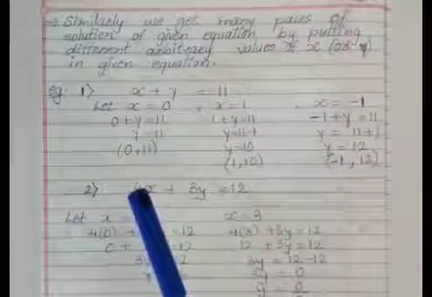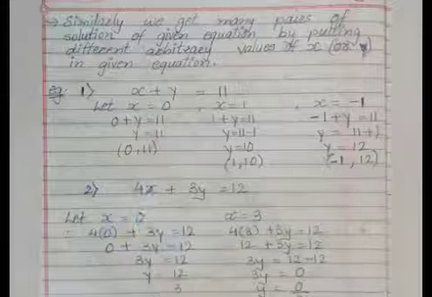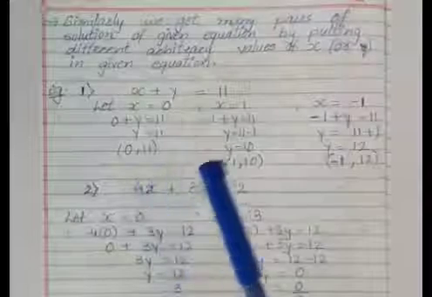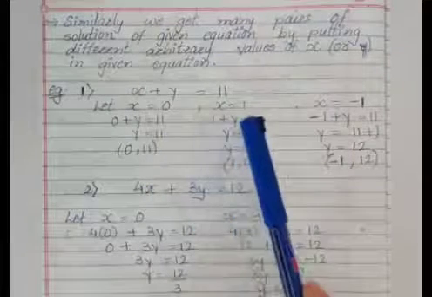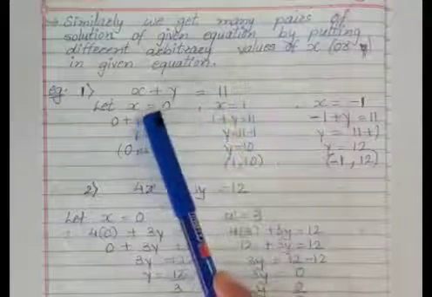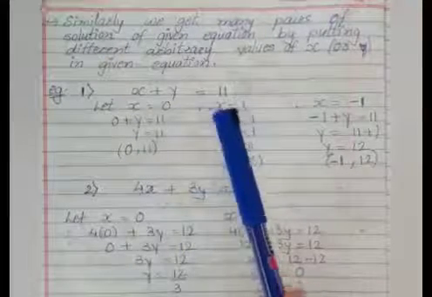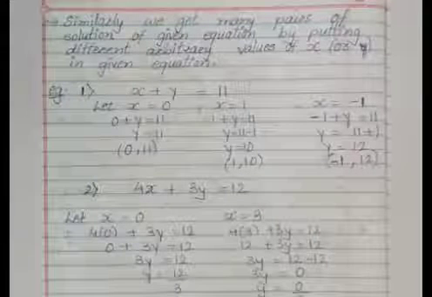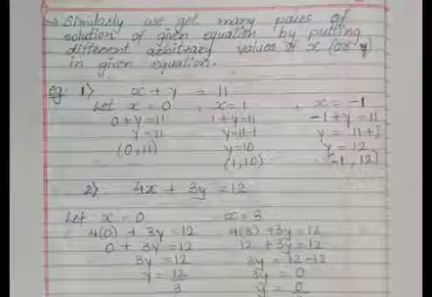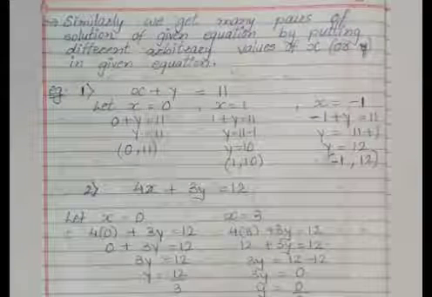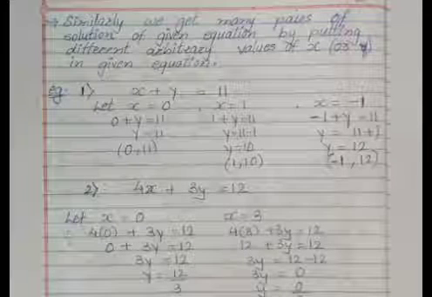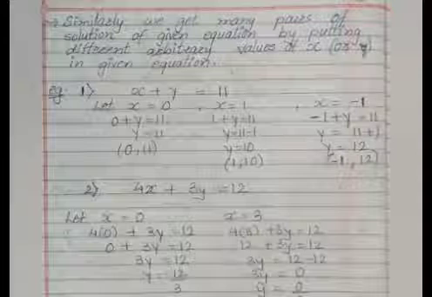Let's see some examples for finding the solution of a linear equation in two variables. That is example number 1. x plus y equal to 11. You can see this is a linear equation in two variables, as the variables given are x and y. It is not in the standard form of the equation, but we don't need to make it. If we want, we can change it also. We can write it as x plus y minus 11 equal to 0. This is the standard form. But here we don't need it, so we will let it be as it is.